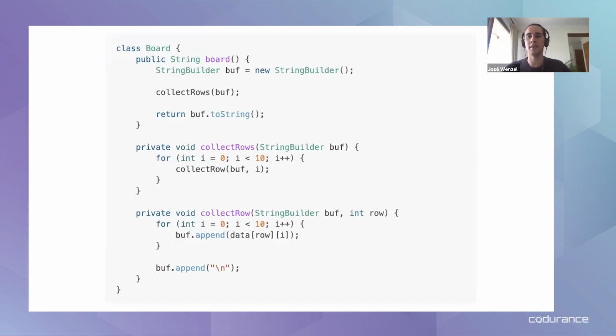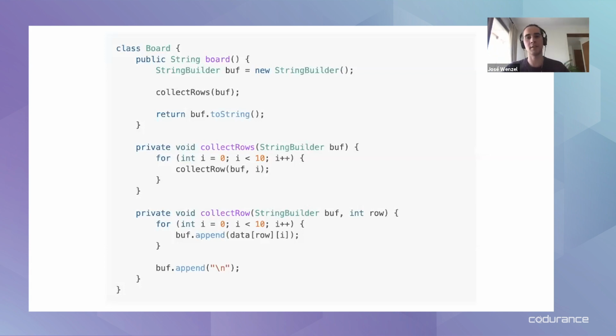But the idea behind this is that your public interface is way clearer, and then you don't need to know what the implementation of it is. So here I will say, okay, I have a buffer, then I collect all the rows and I return them. So that's basically what I wanted to know.